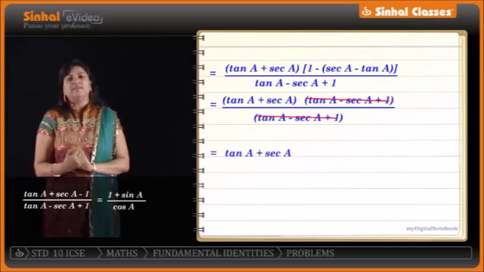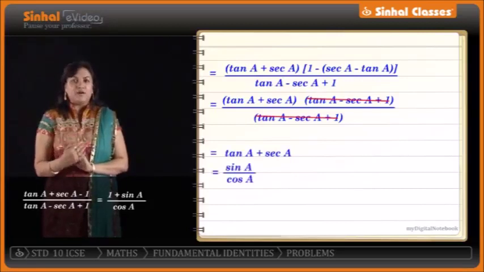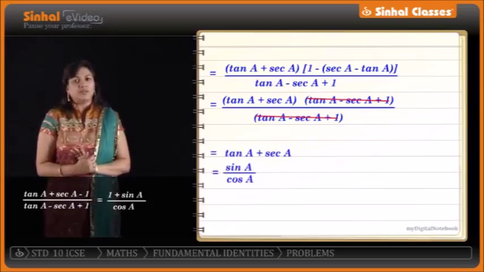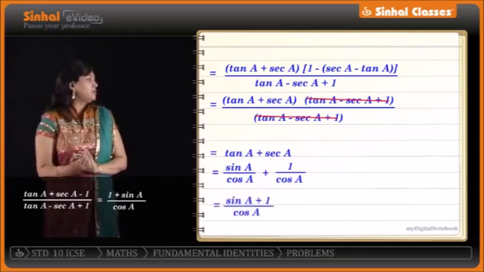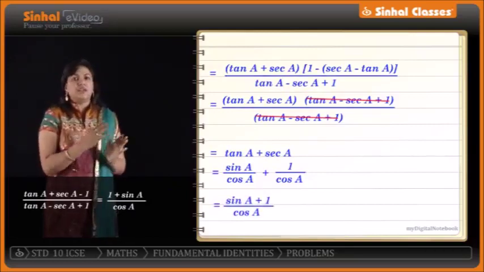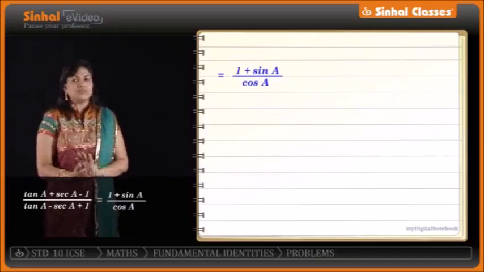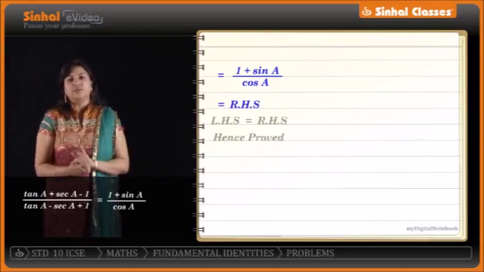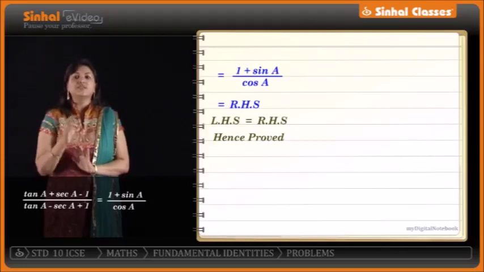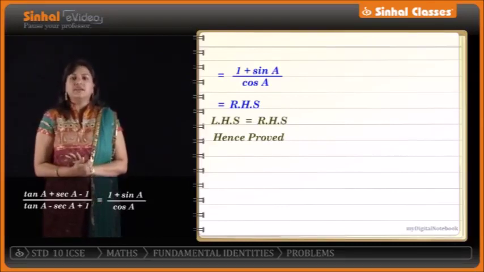Now tan A can be written as sin A upon cos A and sec A as 1 upon cos A, which can be simplified as sin A plus 1 upon cos A. Rearrange the terms, we get 1 plus sin A upon cos A, which is nothing but our RHS. So we have proved LHS equals RHS. Now note here, in this you will have to substitute 1 in the numerator as sec square A minus tan square A. Do not substitute in the denominator. If you do so, you will not get the answer.